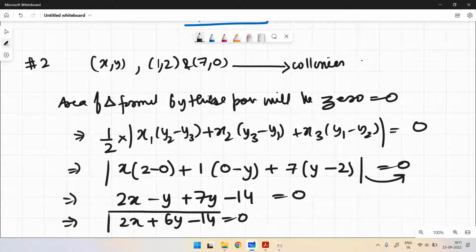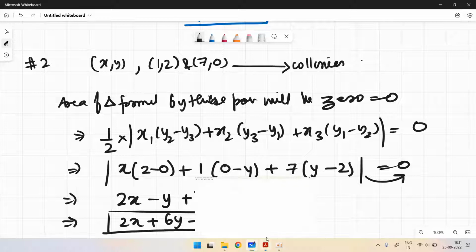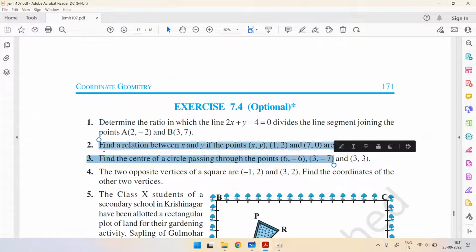So the relation between x and y for the 3 points to be collinear is that 2x plus 6y minus 14 equals 0. This is the answer.